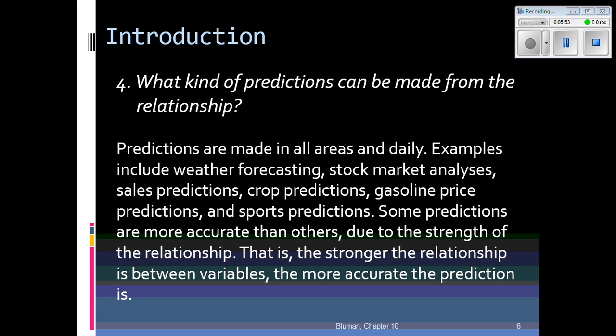It is used everywhere in the real world in forecasting, making predictions about the future. The thing is, some of the predictions are more accurate than others, and that's obviously because sometimes the correlation or the relationship between those two is stronger than it is in others. And so we're going to look at how much you can actually believe, or how much you can trust the prediction.